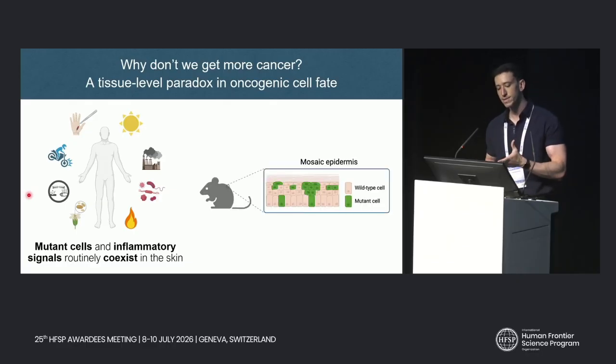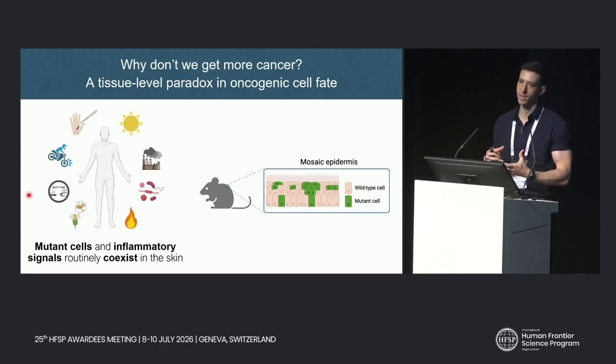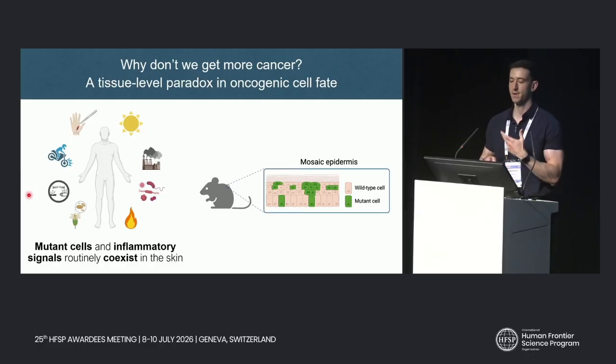So what I'm doing in my research is to use genetically engineered mouse models to recreate this mosaic epidermis so that we can then challenge it with inflammatory agents and tumor-promoting agents to see how these wild-type and mutant cells behave, to try and explain why mutant cells don't always give rise to cancer, and what are the cell intrinsic and extrinsic mechanisms that are behind this process.